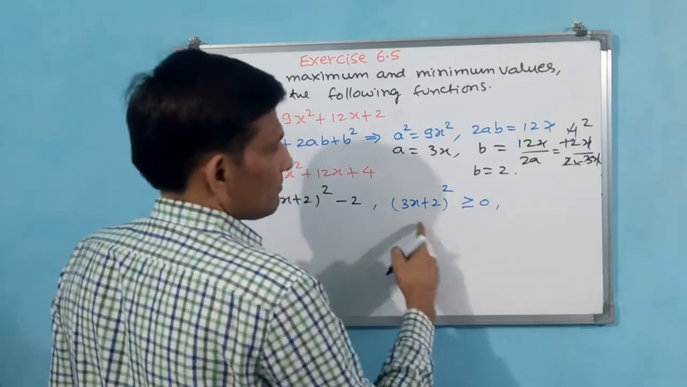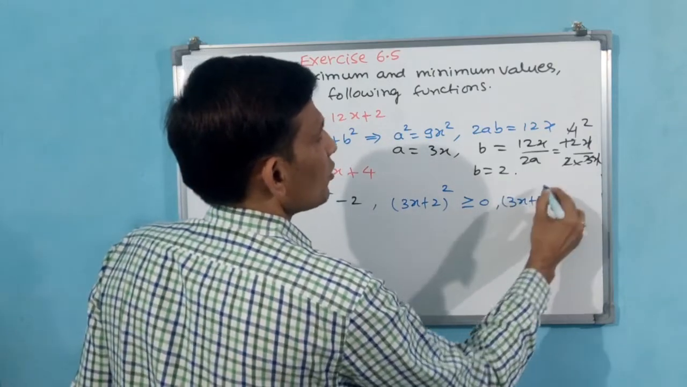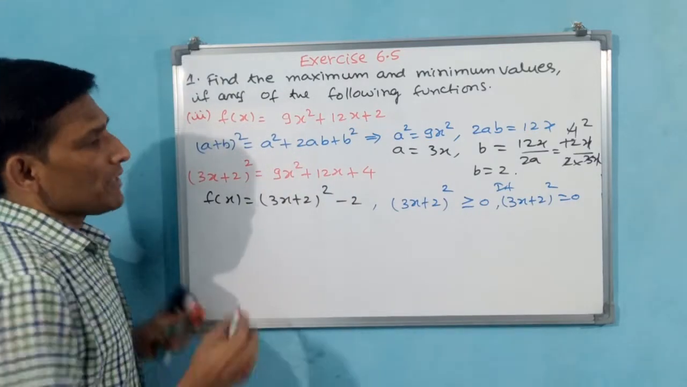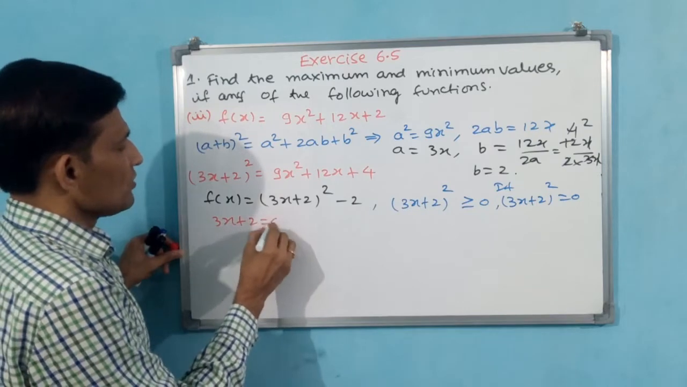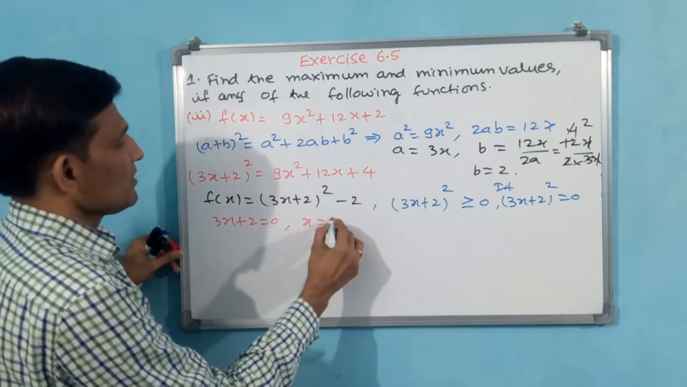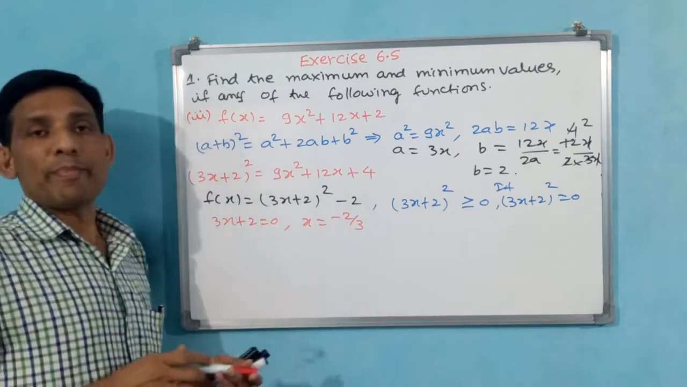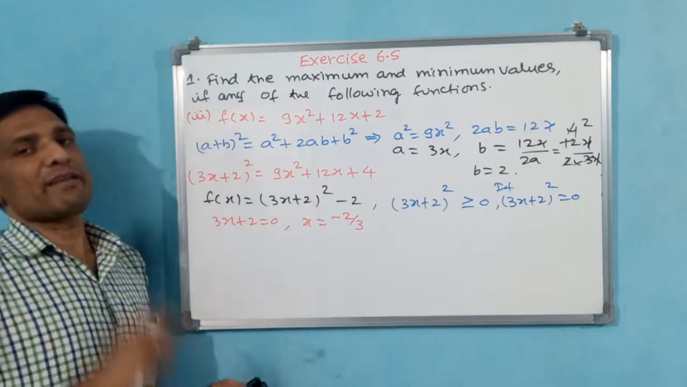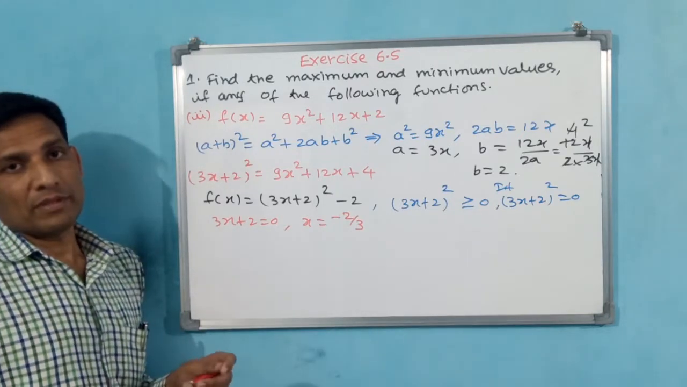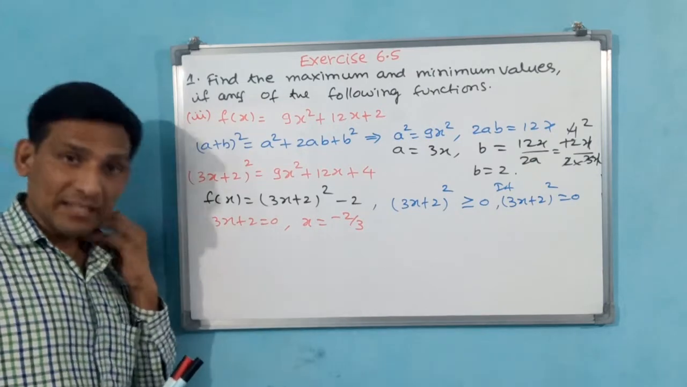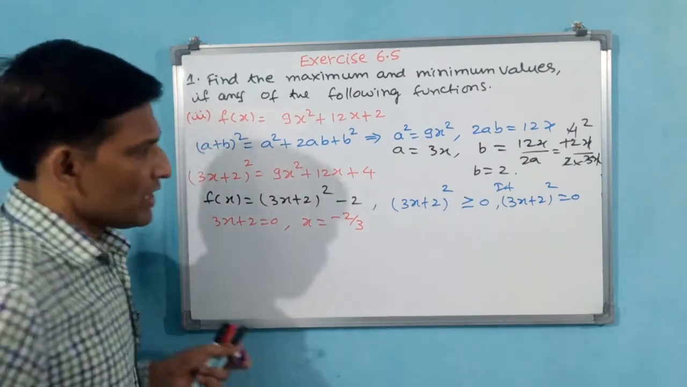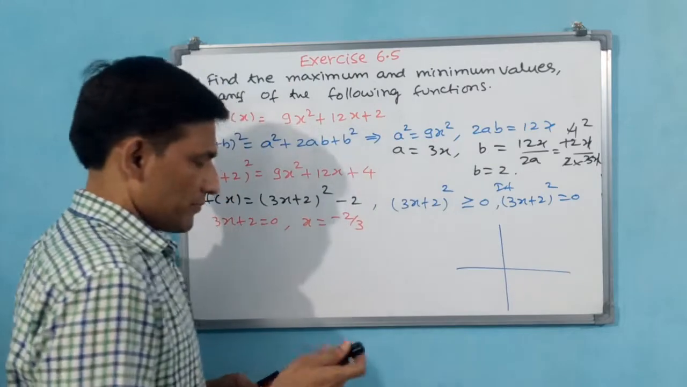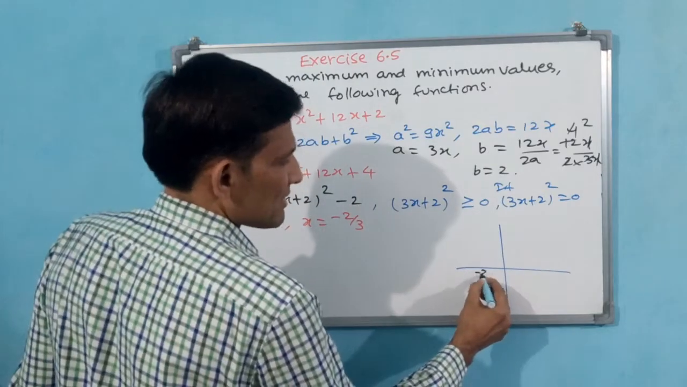But if (3x plus 2) whole square is equal to 0, then what is the value of x? 3x plus 2 is equal to 0, x is equal to minus 2 by 3. Is it okay? Okay. That means x is equal to minus 2 by 3 is the turning point. That we want to say. See what I am writing here. Minus side, minus 2 by 3.